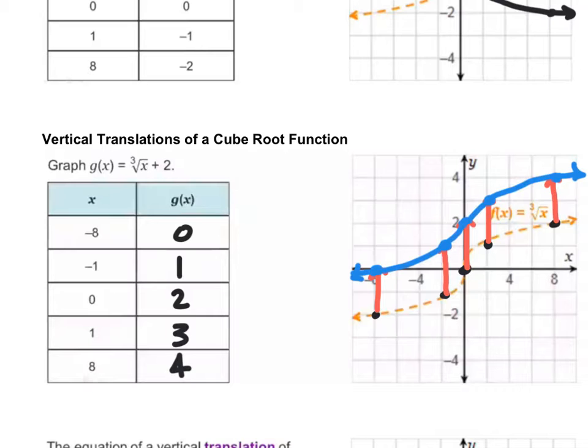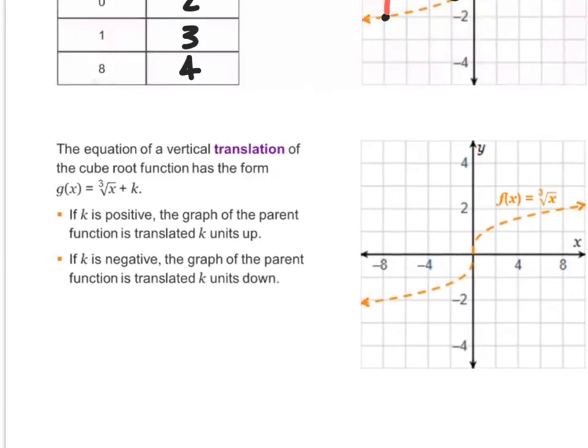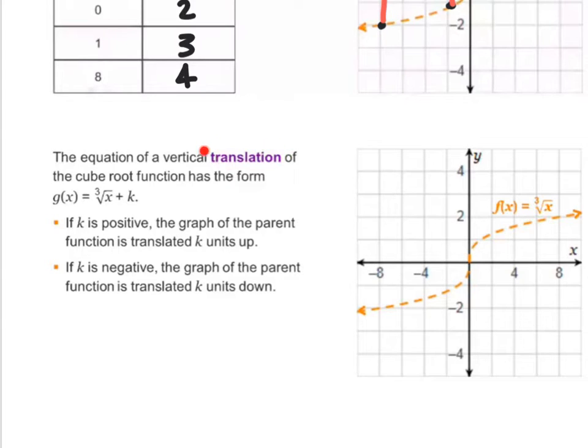All right, this is kind of just some generic stuff. It says the equation of a vertical translation of the cube root function has the form g of x is equal to the cube root of x plus k. If k is positive, then we move it up. If k is negative, we move it down. So it's the same thing we had in any other translation. If it's a number that's added on the outside, kind of by itself, it's just going to move it up or down according to that sign.